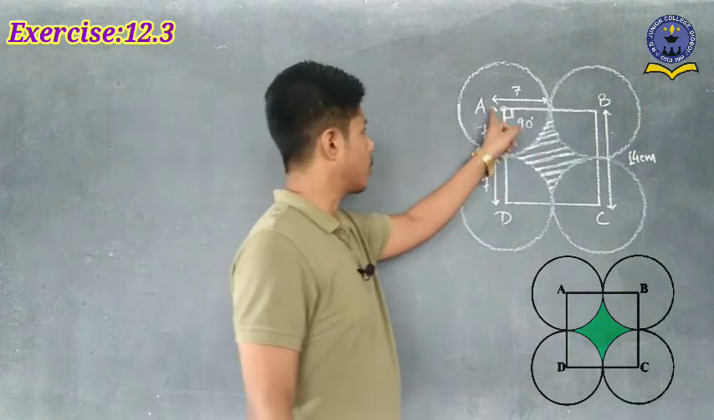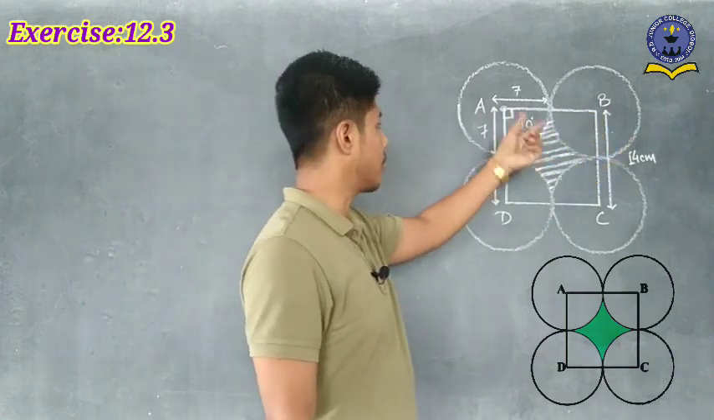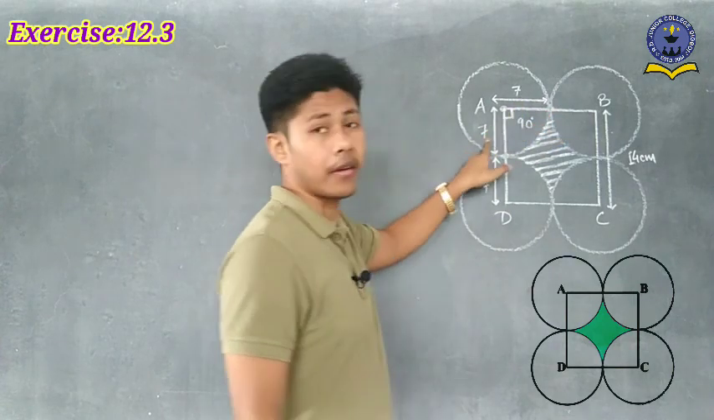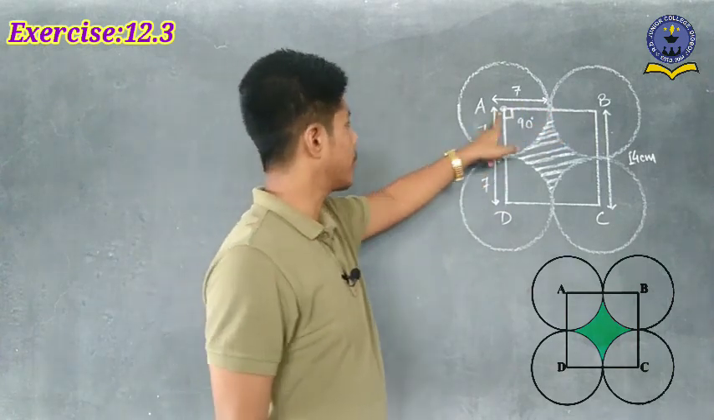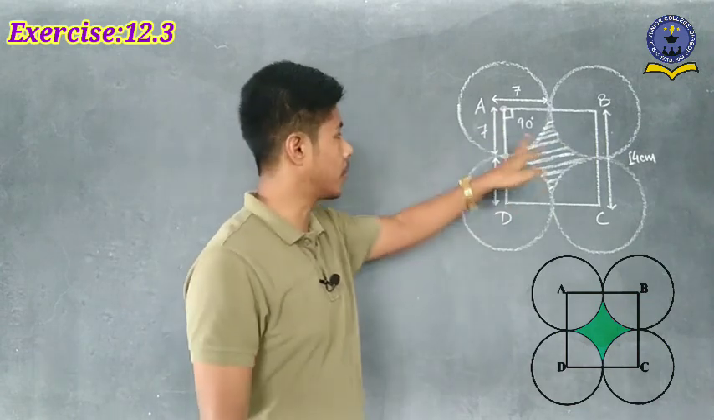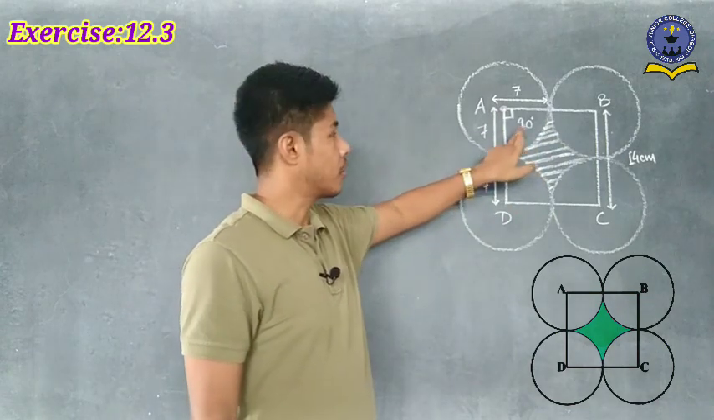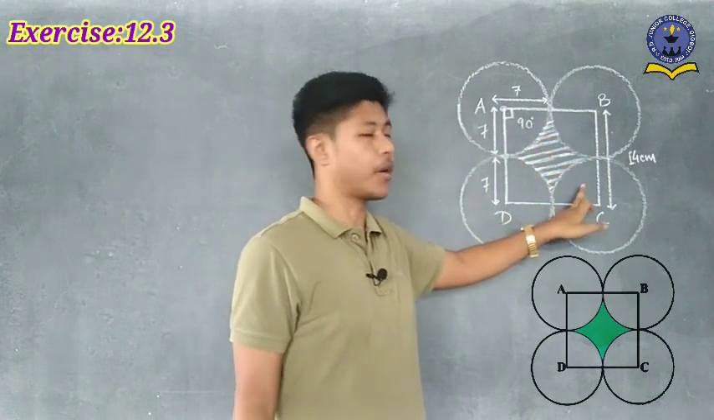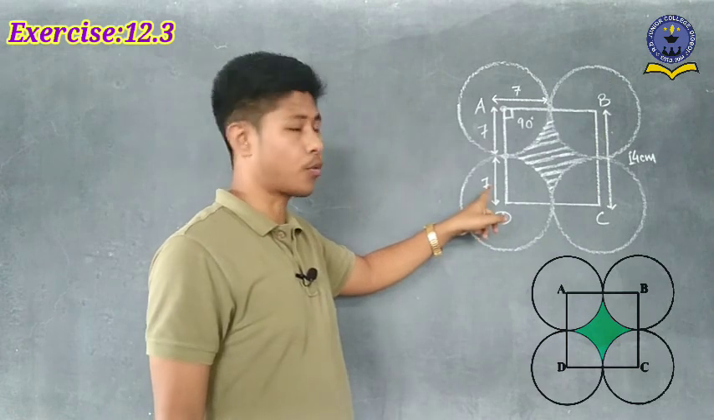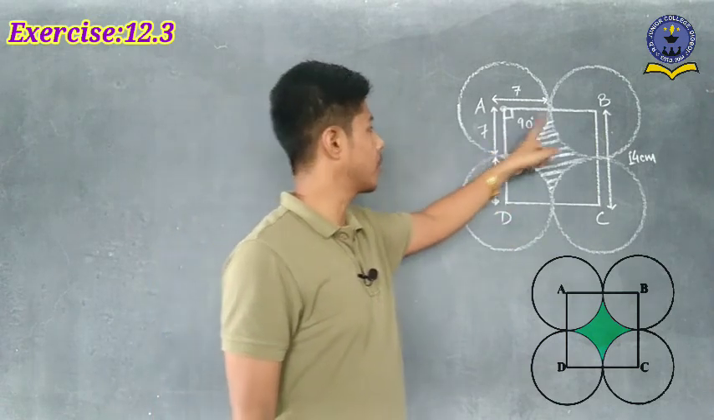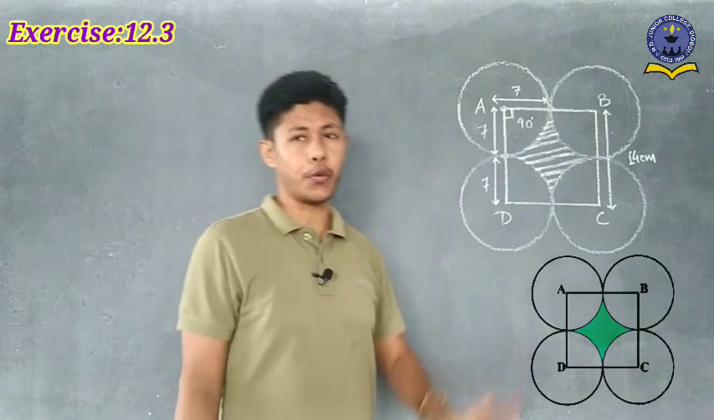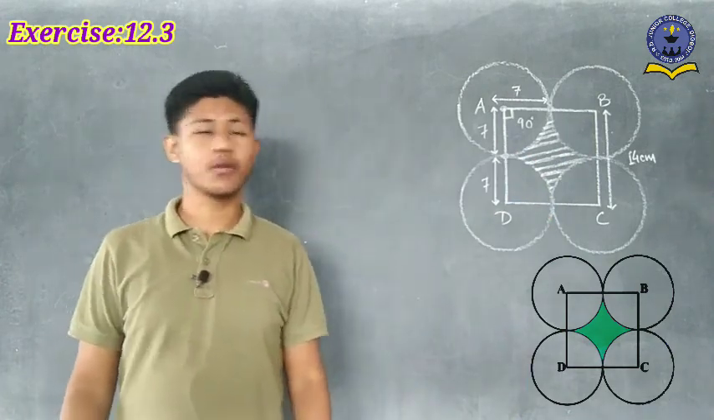The total length is 14 centimeters, so half of this length is 7. That's why 7, 7 is written here. Is it clear? So easily we get the radius 7 and the angle 90 degrees, so this one is a sector. How many such sectors are there? 4 parts. If we find the area of this square and then subtract these 4 quadrants or 4 sectors, we get the shaded portion. In this way we have to solve this question.